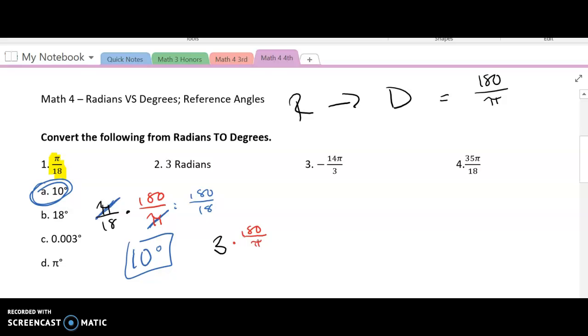Now nothing nice cancels out this time, so I'm going to combine this. So now I have 3 times 180 all over pi. And I'm going to put this entire thing into my calculator. So I have 3 times 180, divided by pi, and I'm going to get a decimal of about 171.9. Add my degree symbol, and I am done.